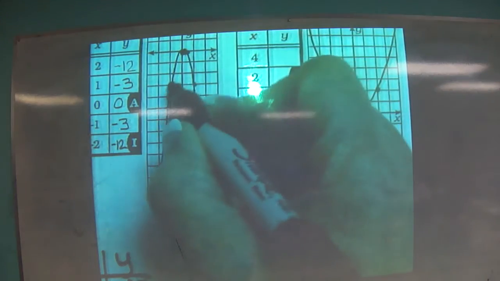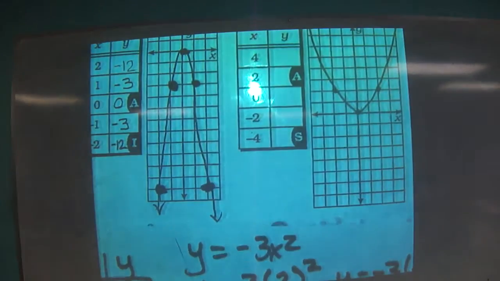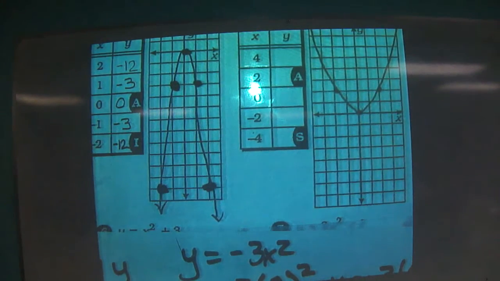This is what the points look like, and you draw lines between them. Obviously, I don't draw perfect lines, but you end up with a parabola. Anytime you have a square, your graph is going to look like a parabola.